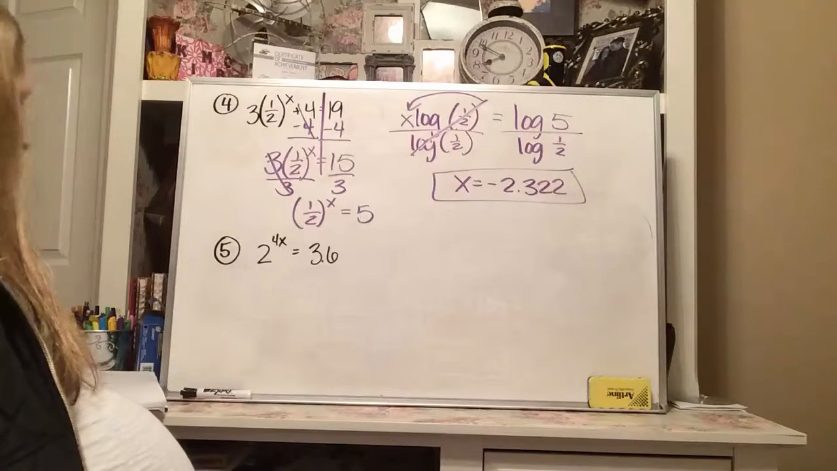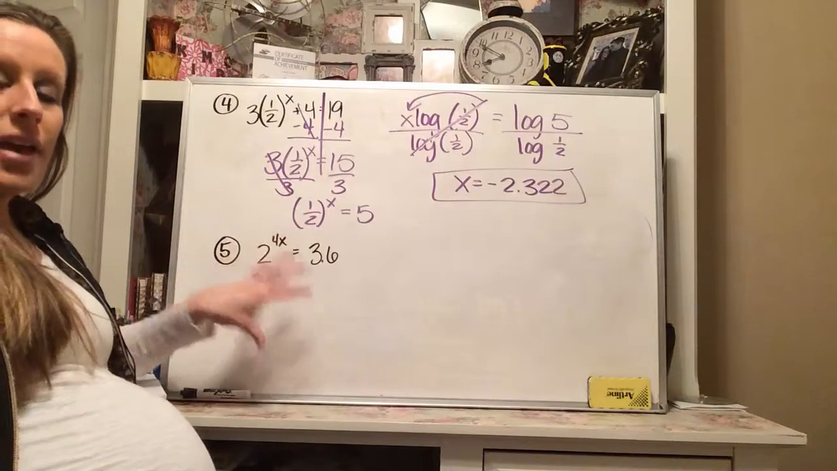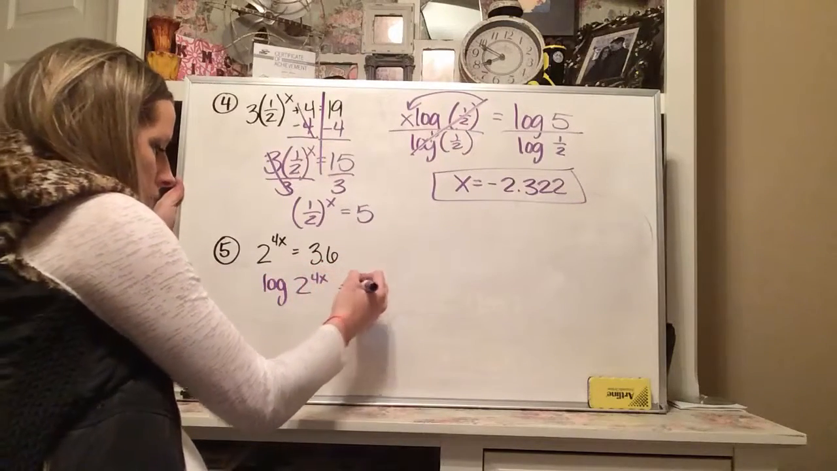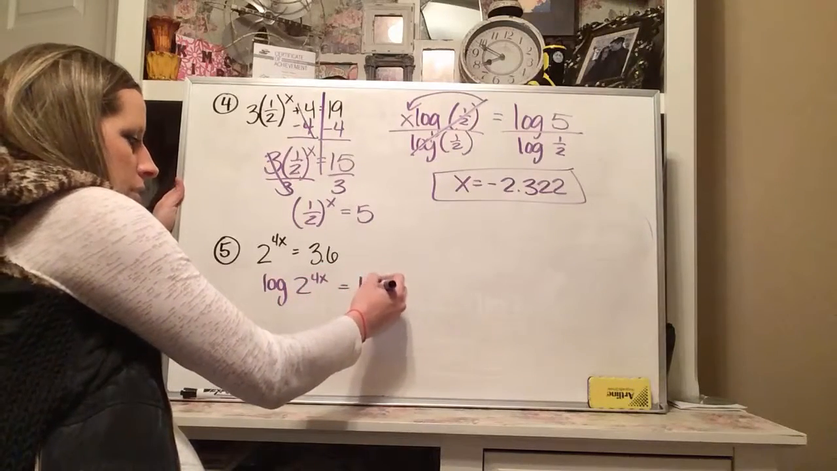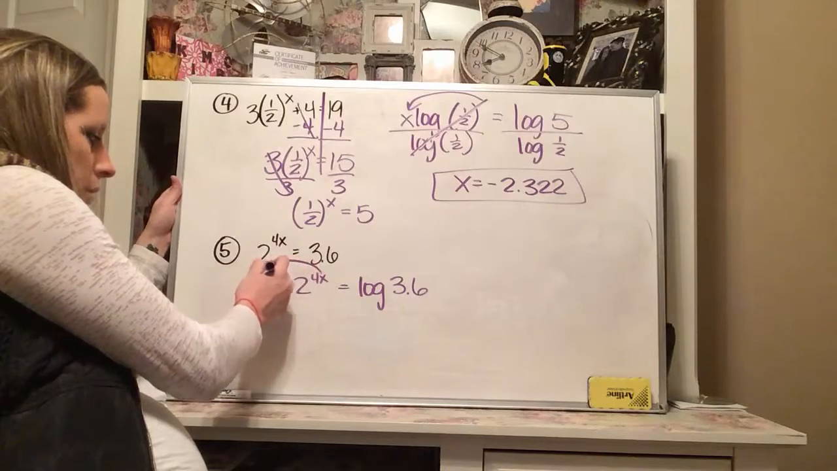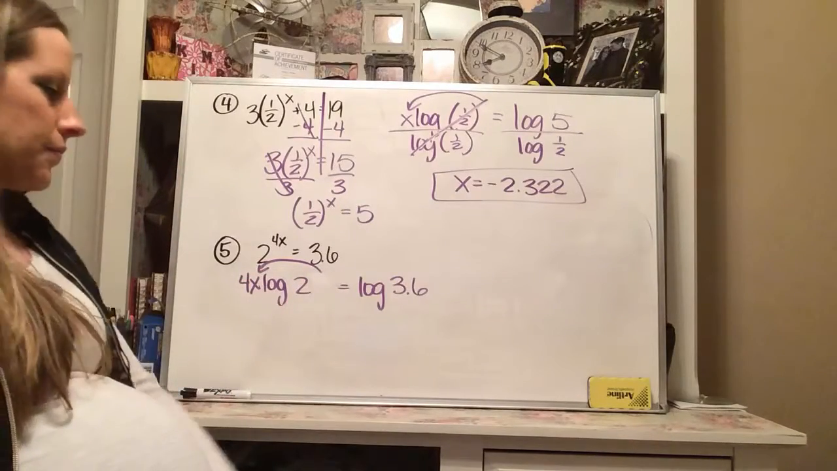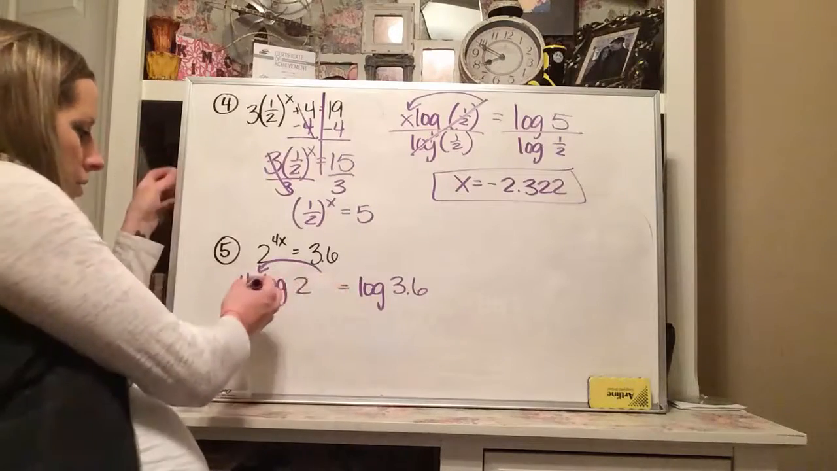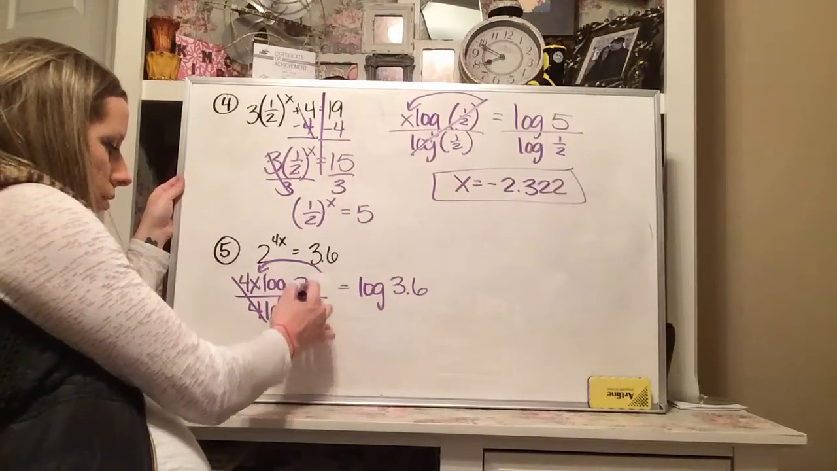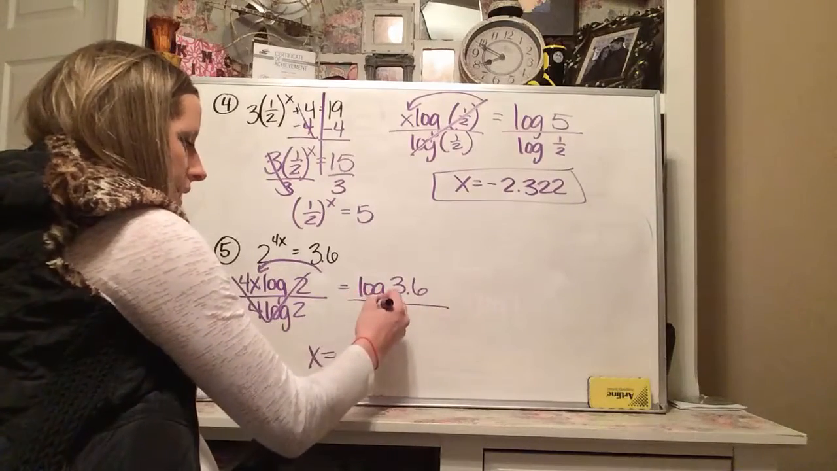Number 5, you should have already worked this one before you played this part of the video. We have the term that has x in the exponent. We have it by itself. So we're going to go ahead and start out by taking the log of both sides. So log of 2 to the 4x power equals log of 3.6. Okay, I'm going to take the x out of the exponent, so I'm going to bring that whole exponent to the front. So 4x log of 2 equals log of 3.6. Okay, now I'm trying to get x by itself. So I'm going to divide by 4, get rid of that. I'm also going to divide by the log of 2 and get rid of that. And then my x will be by itself. Okay, so what I do to one side, I have to do to the other.